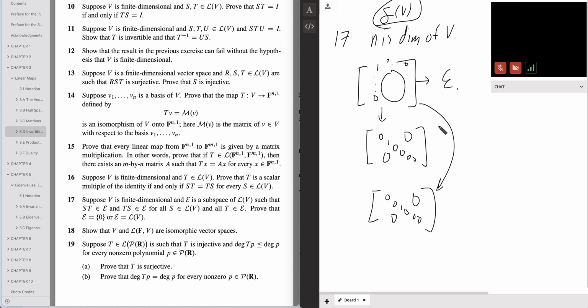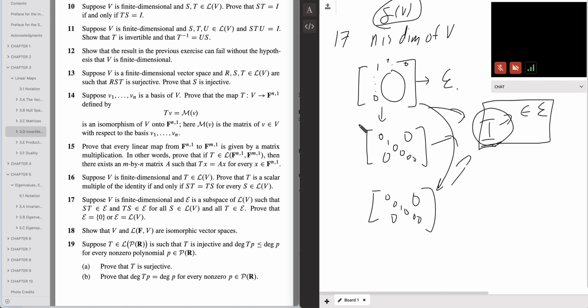And then these are all the matrices in epsilon, and since epsilon is some sort of subspace, it's closed under addition, so if you add all these matrices together, you get the identity matrix. So the identity matrix is also in epsilon, and from here you can proceed the way we did previously.